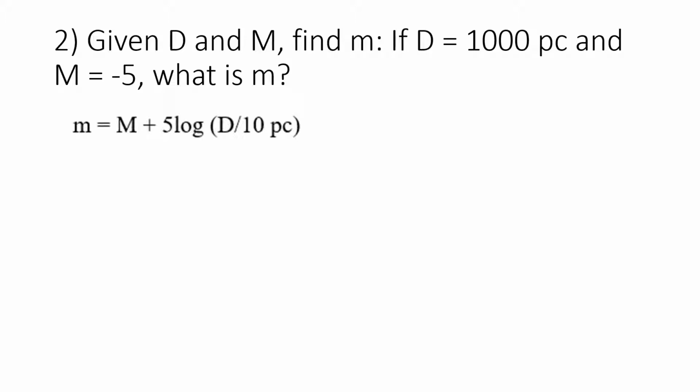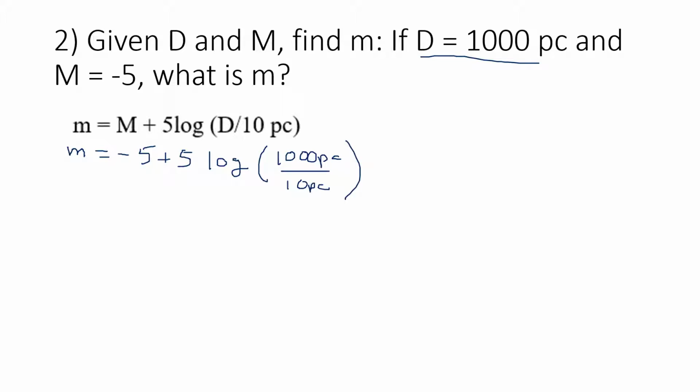A second type of problem is, given the distance and the absolute magnitude, what is the apparent magnitude? So if the distance is 1,000 parsecs and the absolute magnitude is -5, what is the apparent magnitude? Note that we are still using that first form of the distance modulus formula because we're given d. So we don't know what little m equals. We know that big M is -5, and we know that we have to add to that 5 times the log of 1,000 parsecs divided by 10 parsecs.